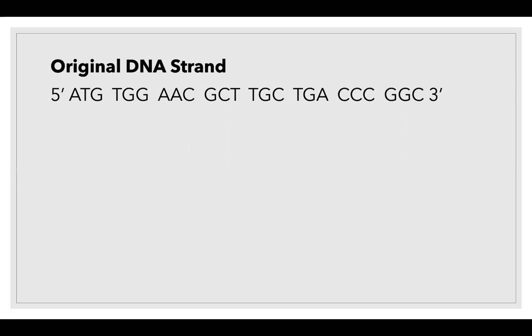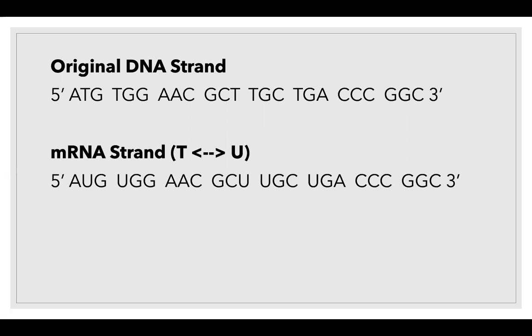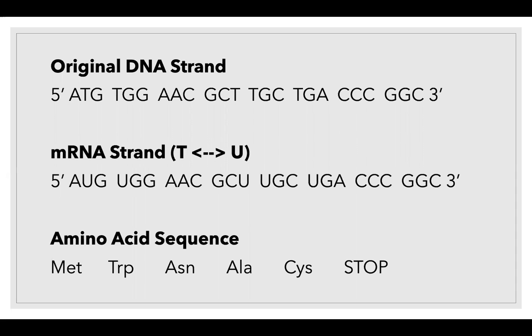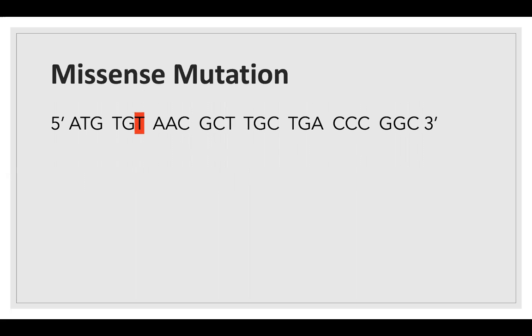First, we have the original DNA strand. It is then transcribed into mRNA and then translated into amino acids that will eventually create proteins. The first mutation is a missense mutation. In this case, a guanine was substituted for a thymine, therefore making it a transversion mutation.